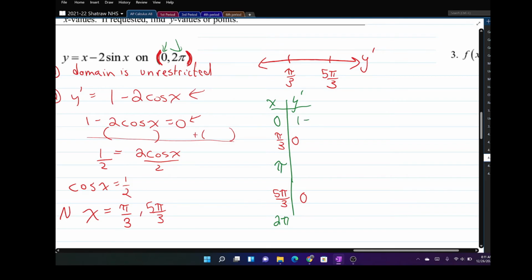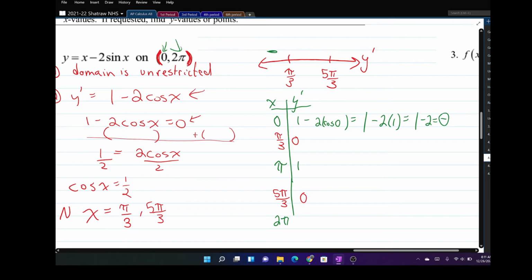I have 1 minus 2 times cosine of something. Well, I want to do cosine of 0 because that's just 1. That's easy to do. So this is 1 minus 2 times 1, which is going to end up being 1 minus 2, a negative number. Okay, I know it's technically -1, but I wasn't even caring what that number was.